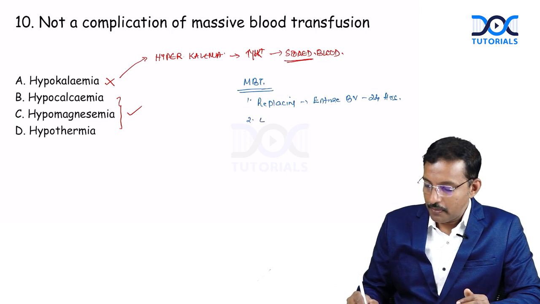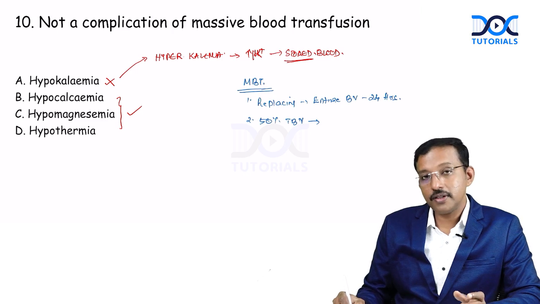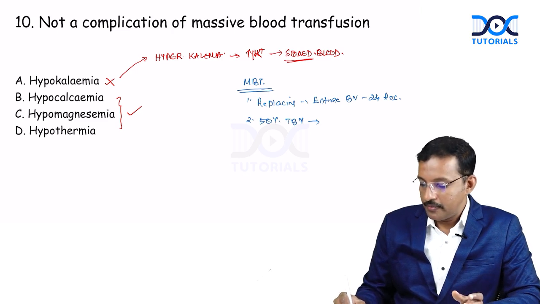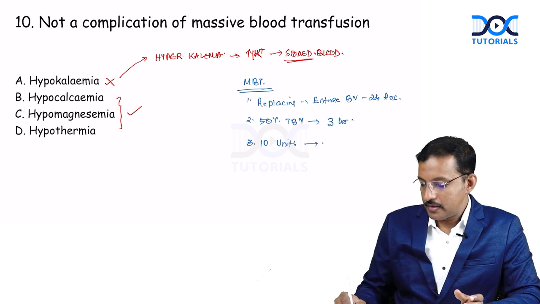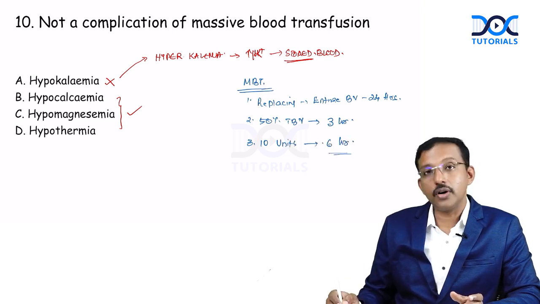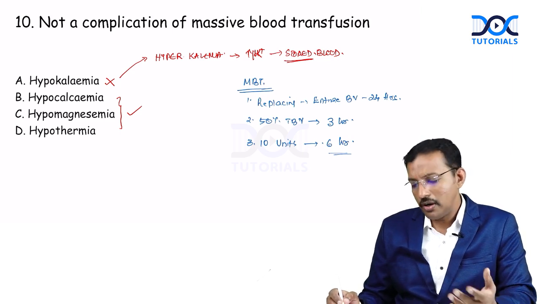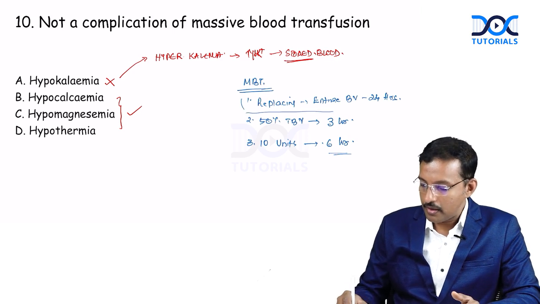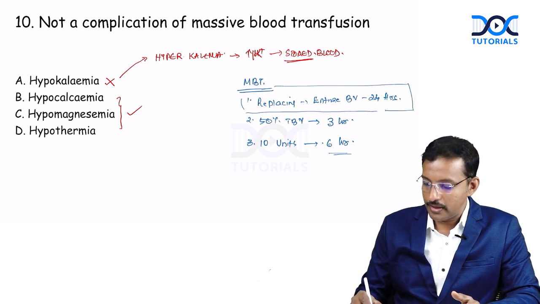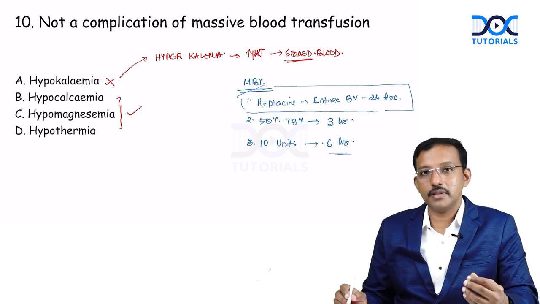Along with that, if you replace 50% of the total blood volume in 3 hours, or third, if you transfuse 10 units in 6 hours, again you call it massive blood transfusion. So all of this amounts to massive blood transfusion, of which replacing the entire blood volume in 24 hours is considered to be the most accepted terminology universally. So this is what is important.